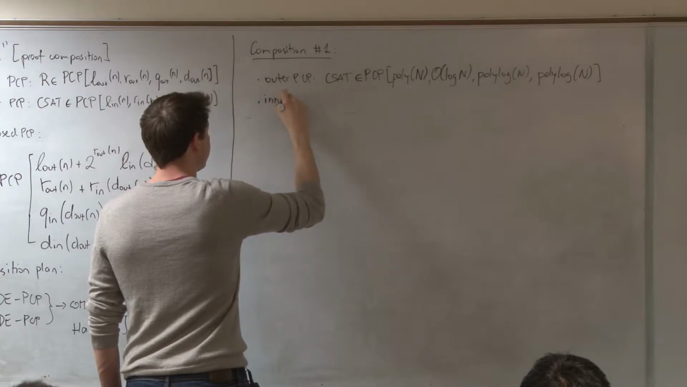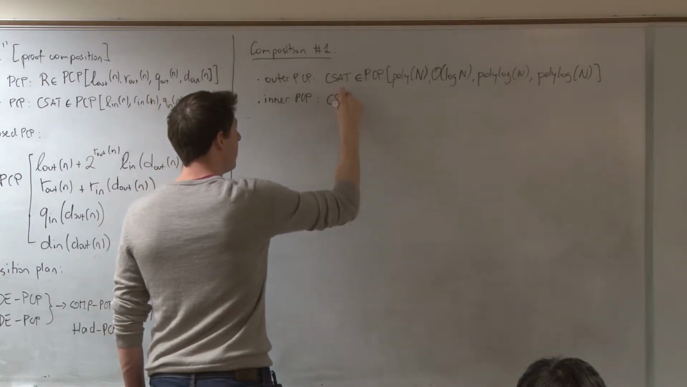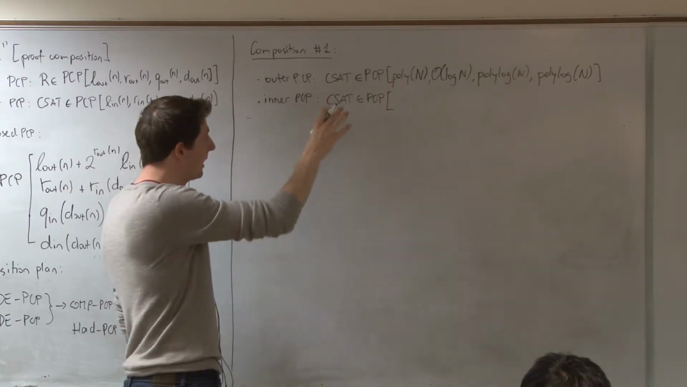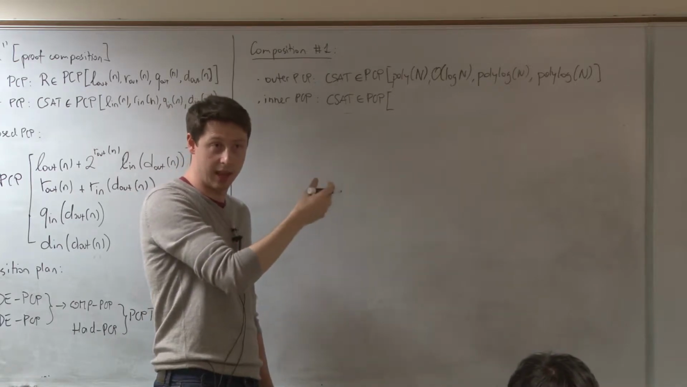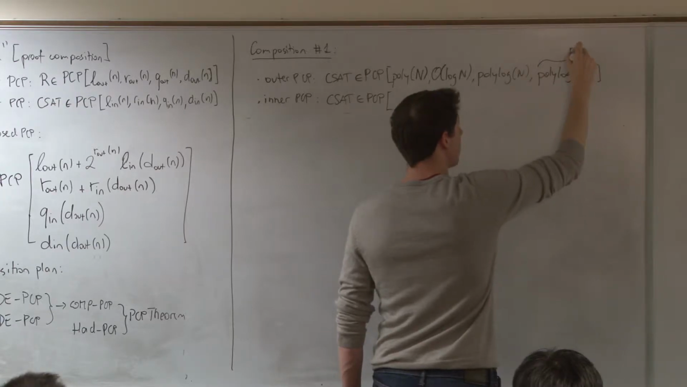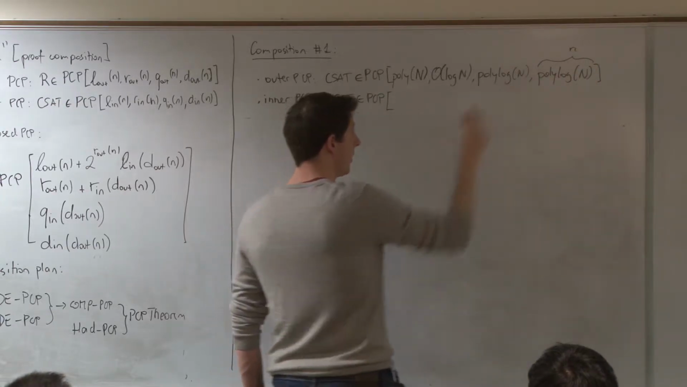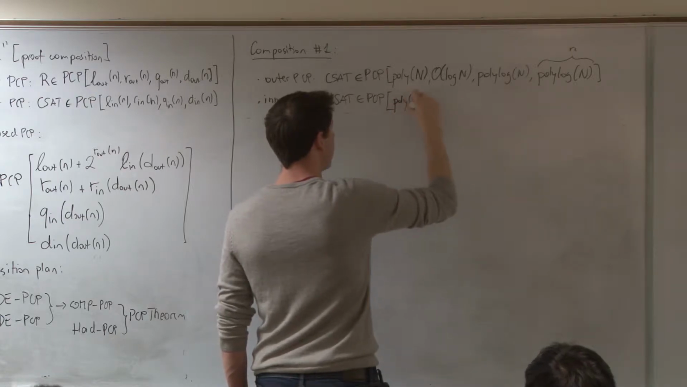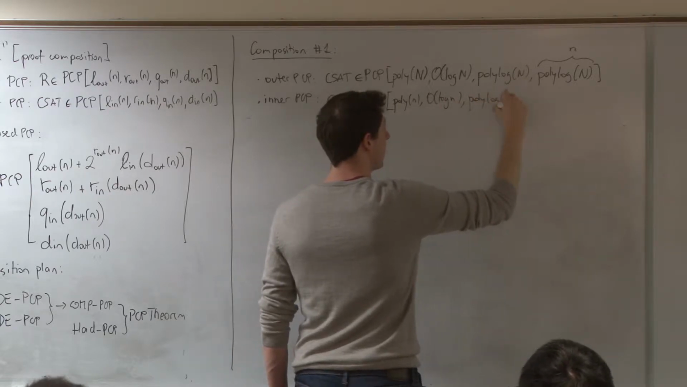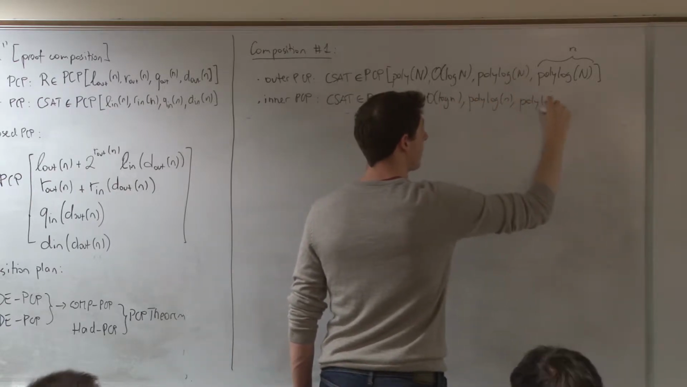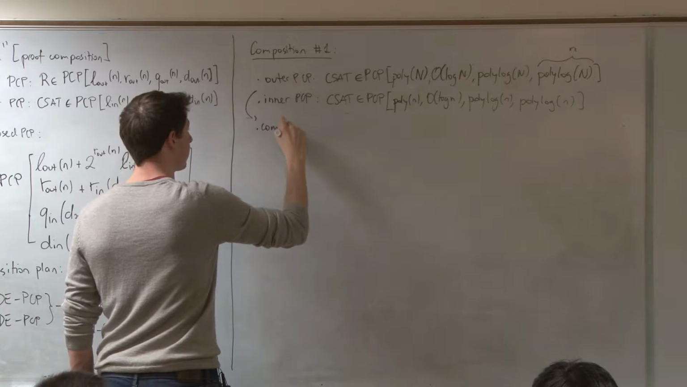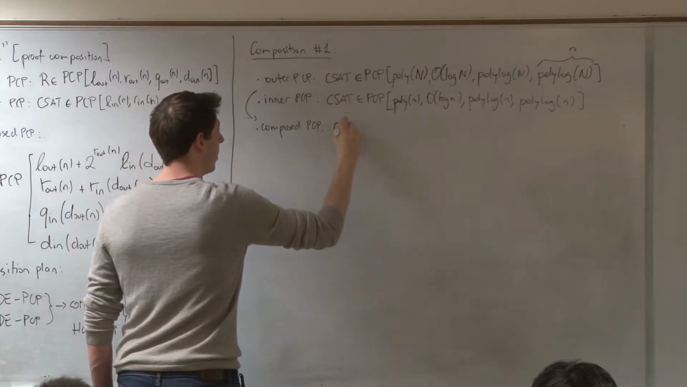Now the inner PCP actually is going to be the same one, but I'm going to write it with the same parameters, but instead of capital N, I will use small n, okay? Because the small n is going to be this one, right, in the composition, right? So this is going to be poly small n, order log small n, polylog small n, and then polylog small n. Okay? Now, if we do the composition, what do we get?